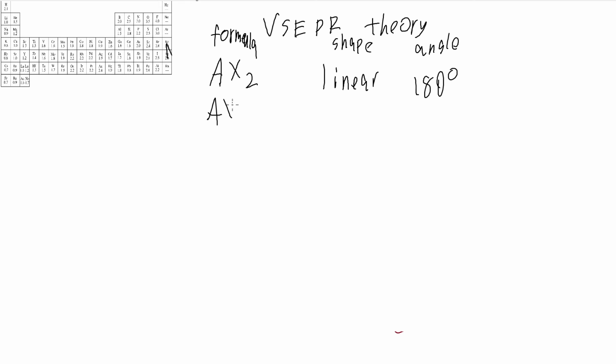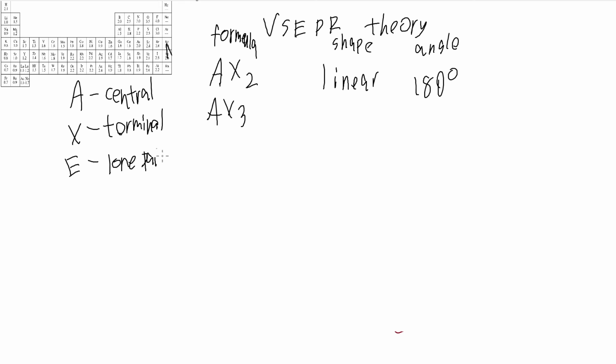Now AX3, and actually, before I get ahead of myself, A represents the central atom, X represents the terminal, or the edge, and E represents an electron pair, a lone pair. Sometimes you can have radicals in these shapes. For the most part, you won't have to worry about these.